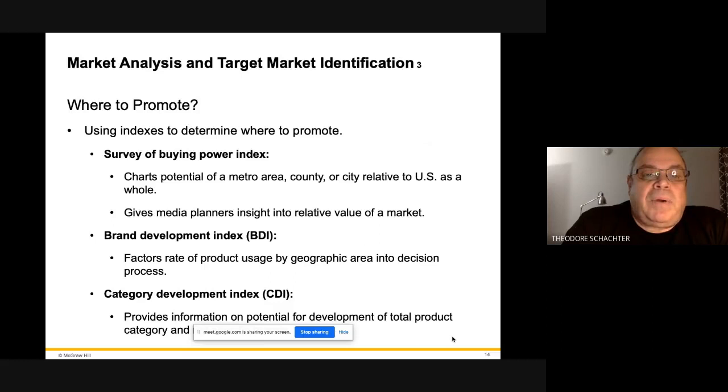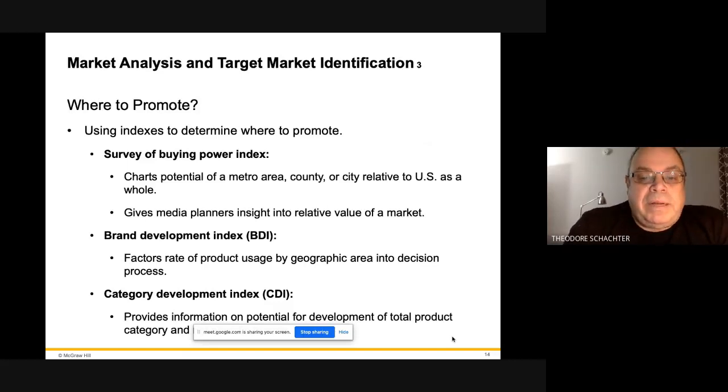That's their buying power, because you can't buy with money you don't have. So that's one. And if you're selling luxury goods or high-end goods, you want a demographic where consumers have a high value or a lot of buying power.